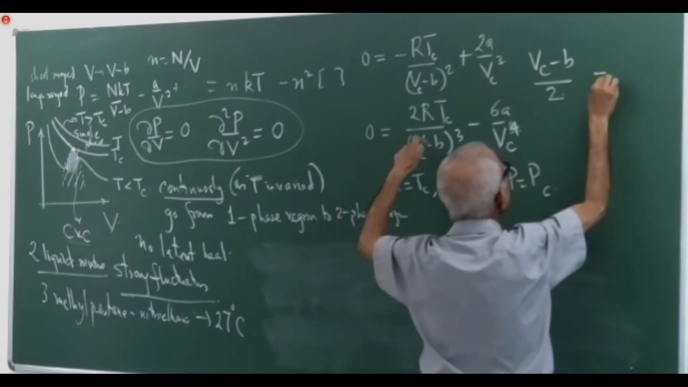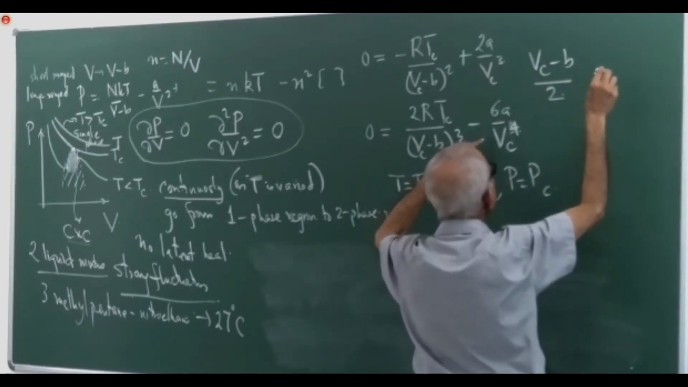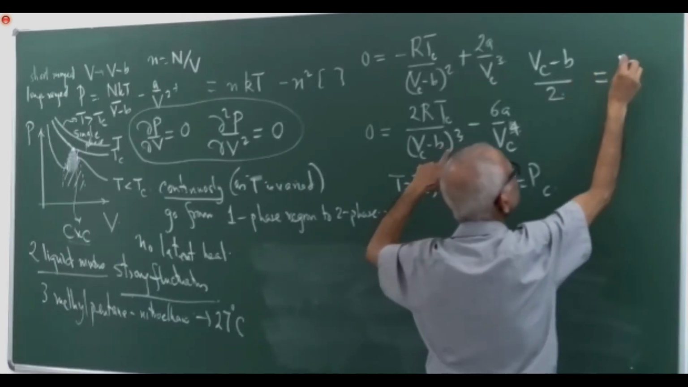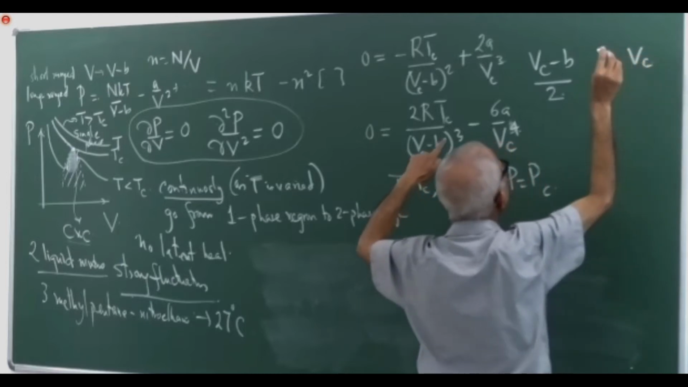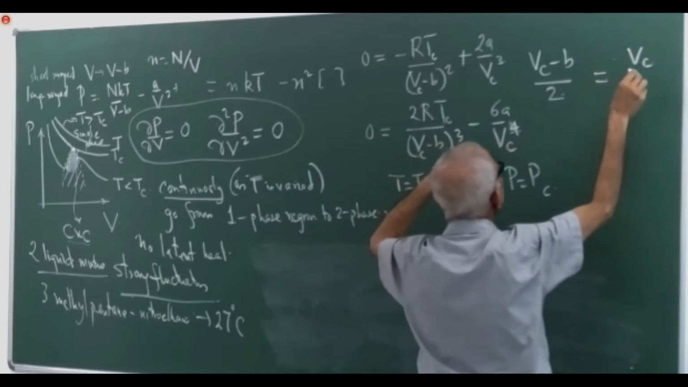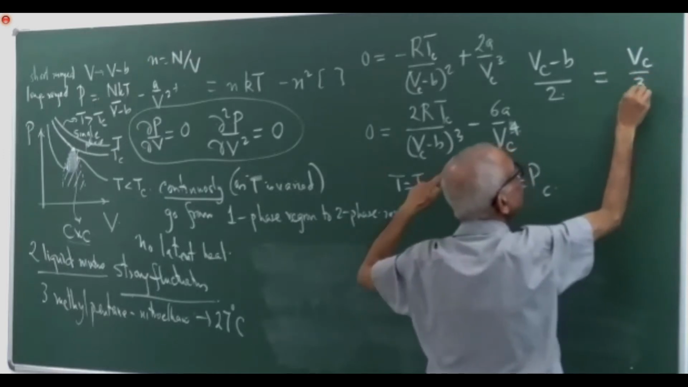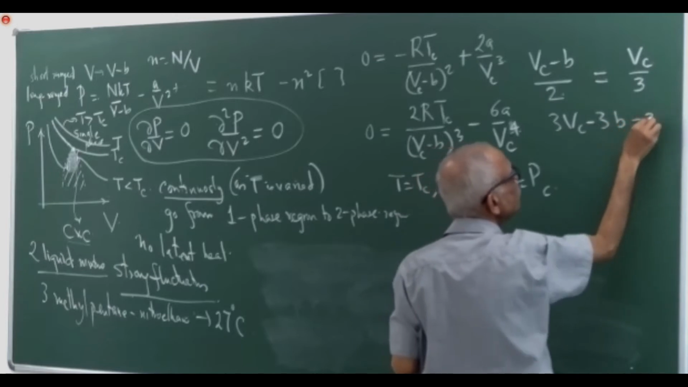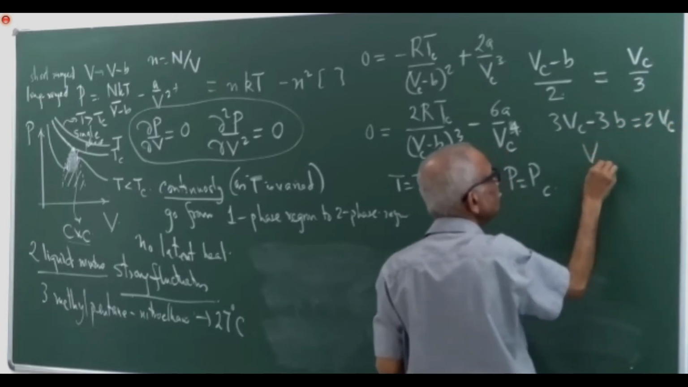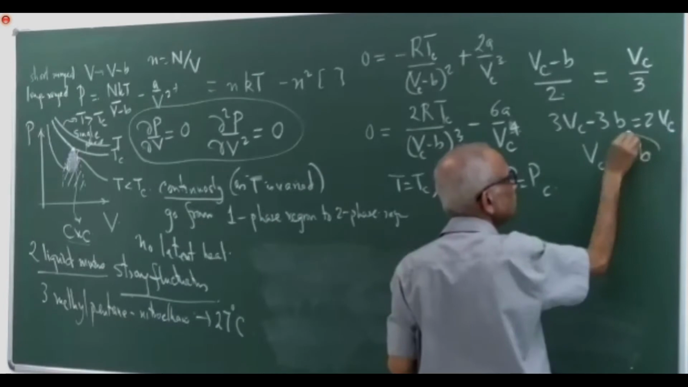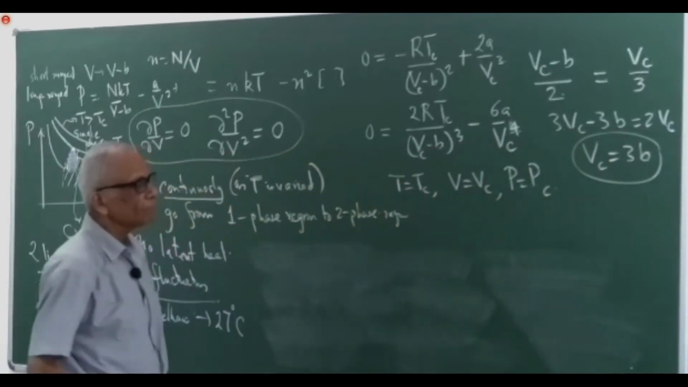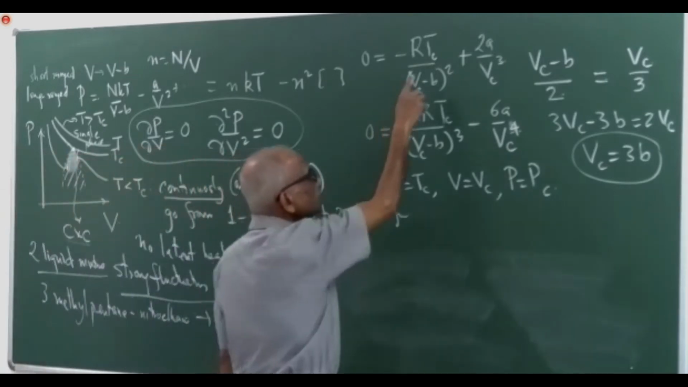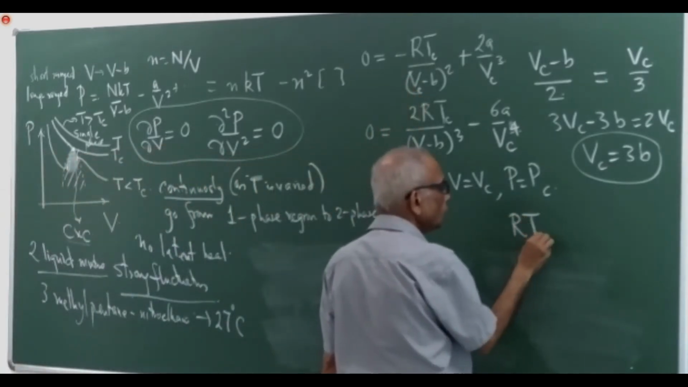And on this side over here, I have Vc minus B go to the top there. So Vc goes to the top here, and 3 comes below. So 3Vc minus 3B is equal to 2Vc. So Vc is equal to 3B. So Vc is equal to 3B, and the R times Tc follows.